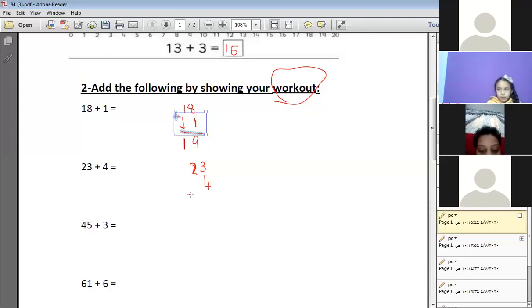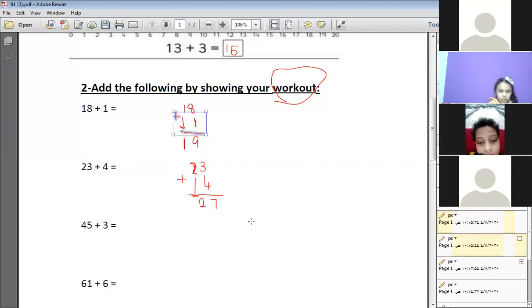And put your numbers, put your line. Don't forget to put your sign. Don't forget to put this sign, okay? 3 plus 4. I will put the 4 in my mind and the 3 on my fingers after the 4, 5, 6, 7. So I will put here what? 7. And what about the 2? It will remain as it is. So the answer will be 27.